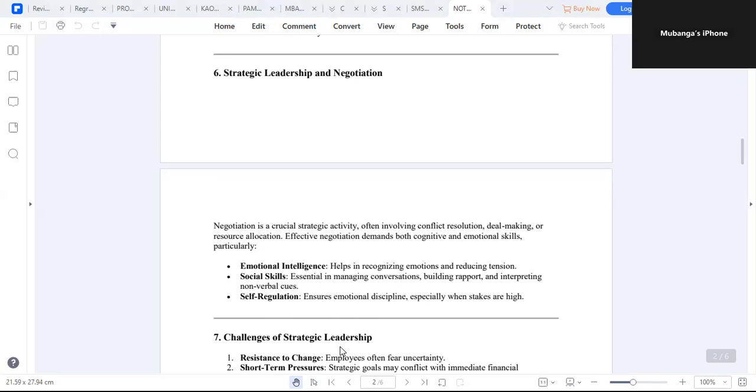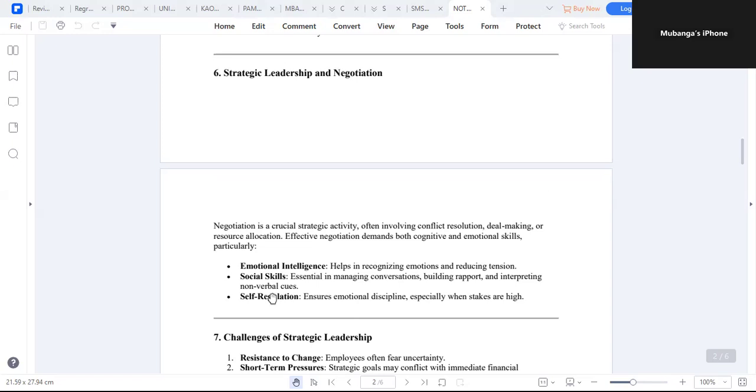Self-regulation, so they must also learn to stay calm under pressure, especially when negotiations are tense or high stakes. So strategic leaders must be able to manage their reactions. They must avoid emotional outbursts. They must stay focused on long-term goals. So in short, when you're dealing with negotiation at a strategic level, it's more than just arguing or exchanging words. It's about understanding, having patience, and finding solutions that will benefit everyone who's involved.